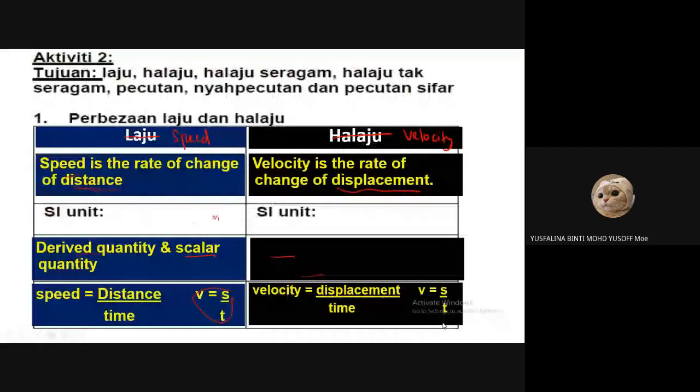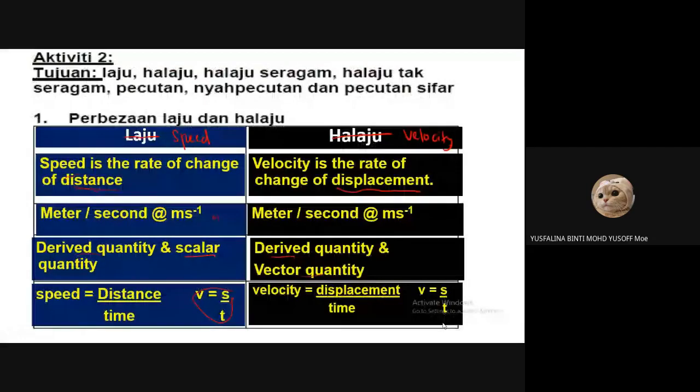Right. And then the next one is the unit. The unit is the same, meter over second or ms negative 1. The only difference is that one has a direction and the other doesn't have a direction.